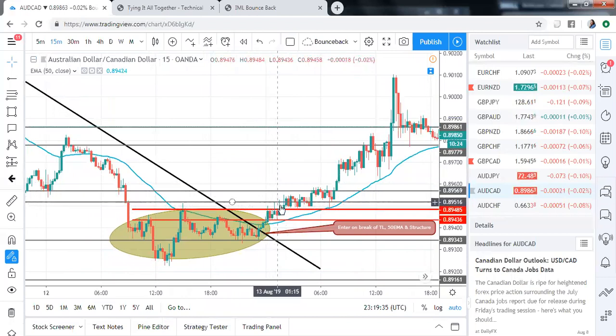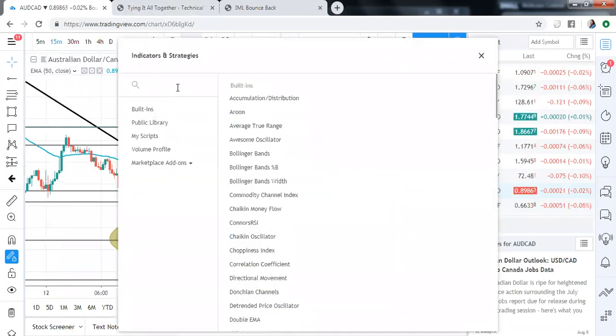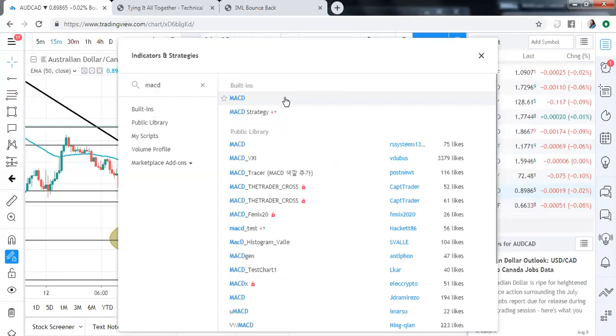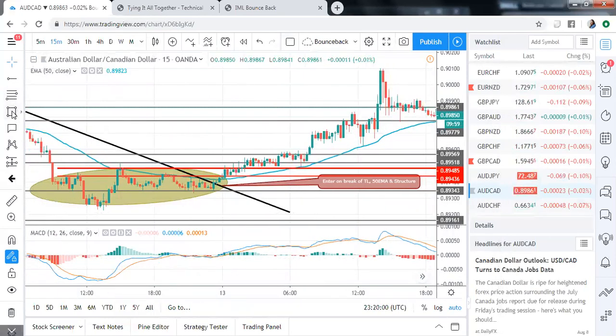So you know that we're looking for a break of structure, a break of the 50 moving average, and a break of the trend line, which would bring the confirmations for you guys. Now, please do not forget the MACD, because obviously that needs to line up, right? That needs to line up. So what do we have here?